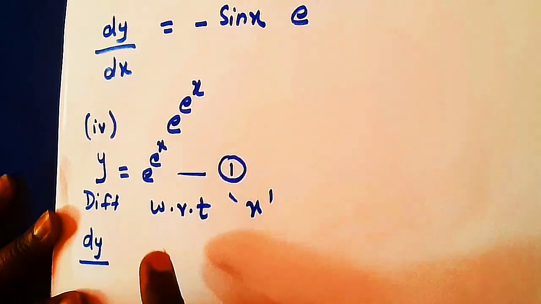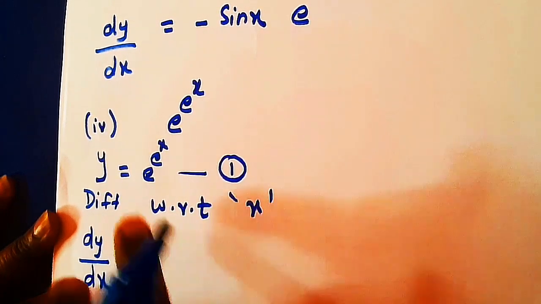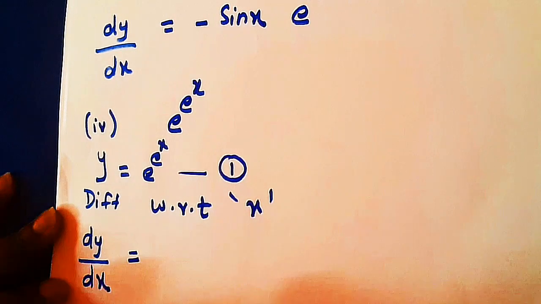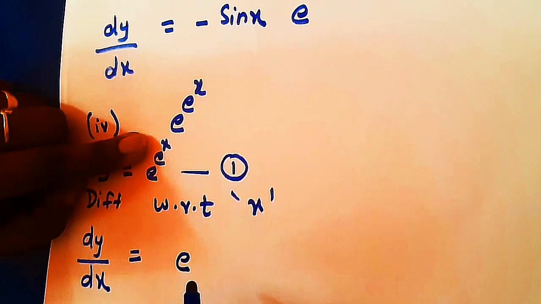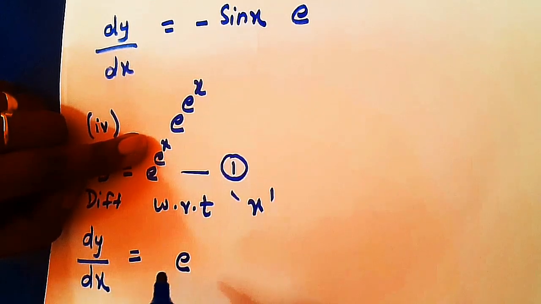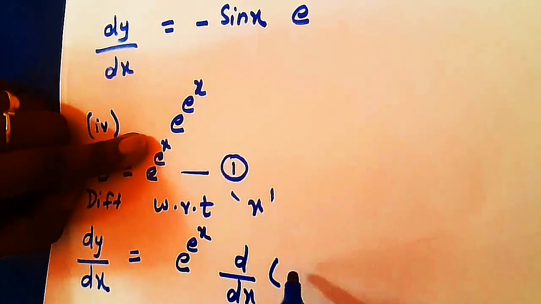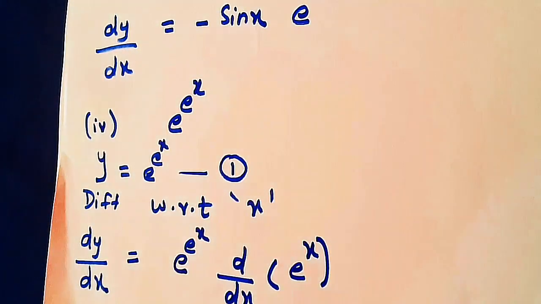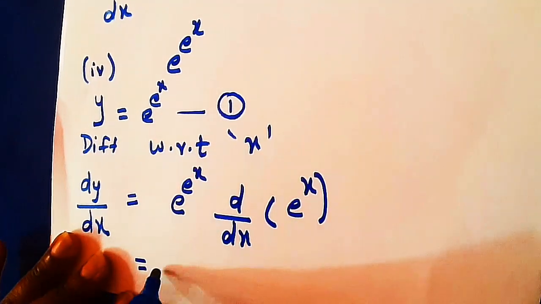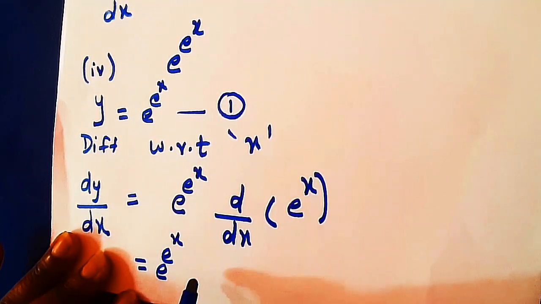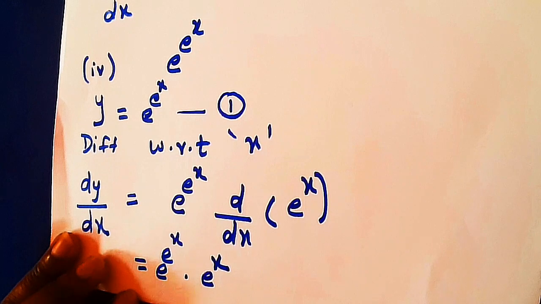Differentiate y with respect to x, which gives dy by dx, which is equal to differentiation of e to the power x, which is e to the power x. But in place of x, what do you have? Again e to the power x. So e to the power x differentiation will give e to the power x. Again, you have to differentiate the power. What is the power here? e to the power x. Understood, students? So we keep e to the power e to the power x as it is. What is differentiation of e to the power x? e to the power x. That's it. This is the answer.